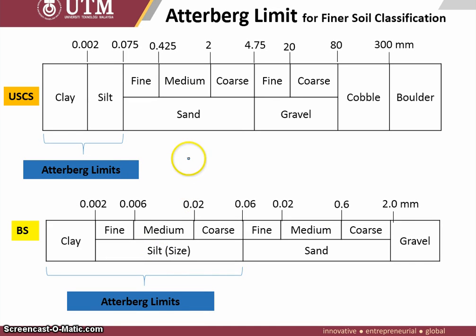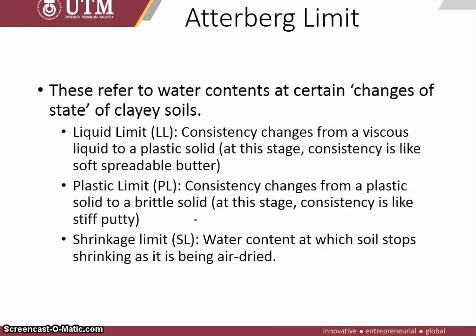Okay, for the Atterberg limits, we have a similar condition for USCS and BS. Keep in mind that the boundary between the finer and the coarser grain soil for US and BS is different. But still, the Atterberg limits we have in both the USCS and BS. So, what are the Atterberg limits all about? Actually, it is related to the water content and the state of the soil, especially the finer grain soil, the clayey soil.